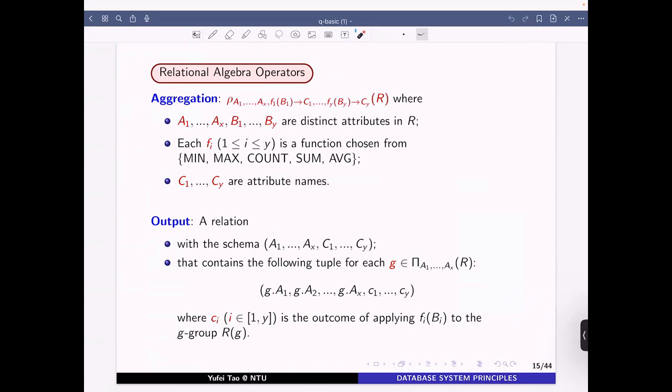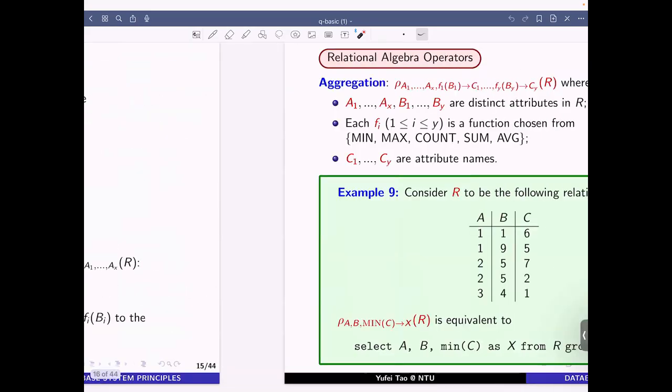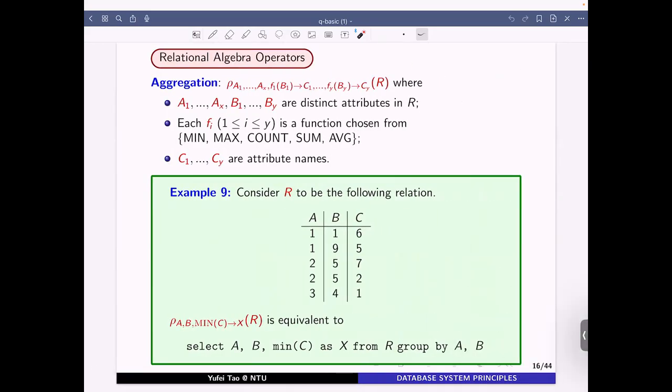Good. All right, so now we're ready to talk about this aggregation operator. This formal definition looks a little bit complex, so let's first see an example to get some quick ideas. Suppose R is this relation with attributes A, B, C. Now let's look at this expression here. The symbol is rho. This is the symbol for aggregation.